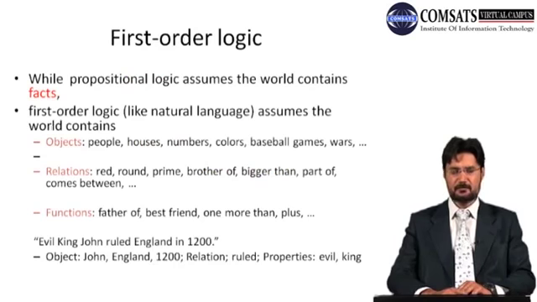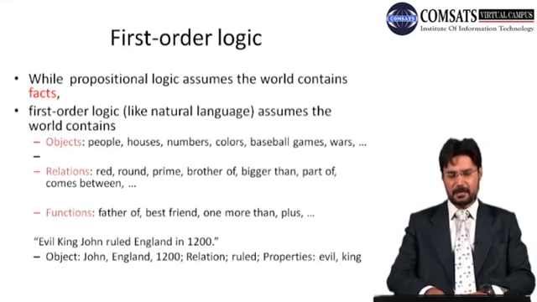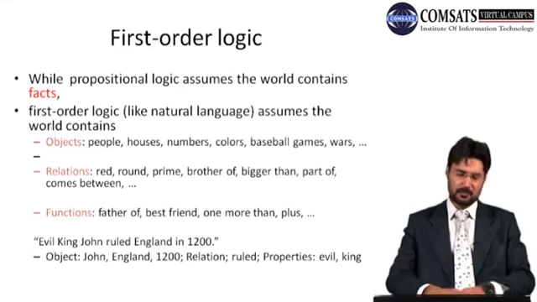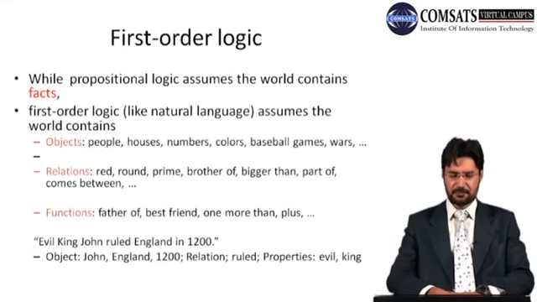So as we have some problems in propositional logic, we will move to first order logic. In propositional logic, as I mentioned, propositional logic assumes the world contains facts. So there are only facts, and these facts can be either true or false. But what happens in first order logic, like natural language, is that it assumes the world contains objects, relations, and functions and operations. So we can also say functions are like properties. We can use them as properties, or we can also say they're functions.